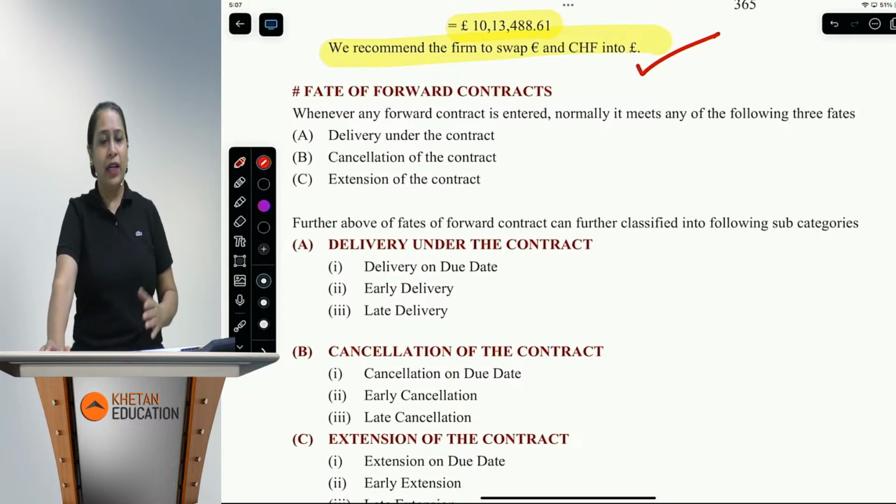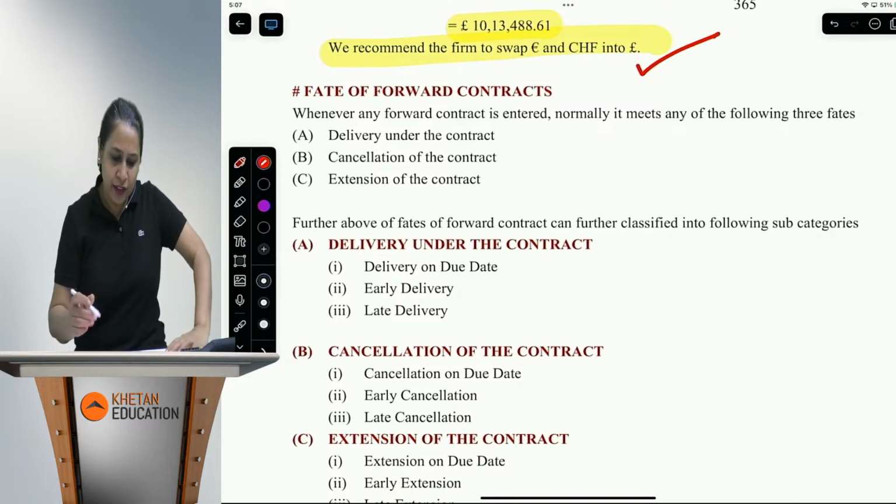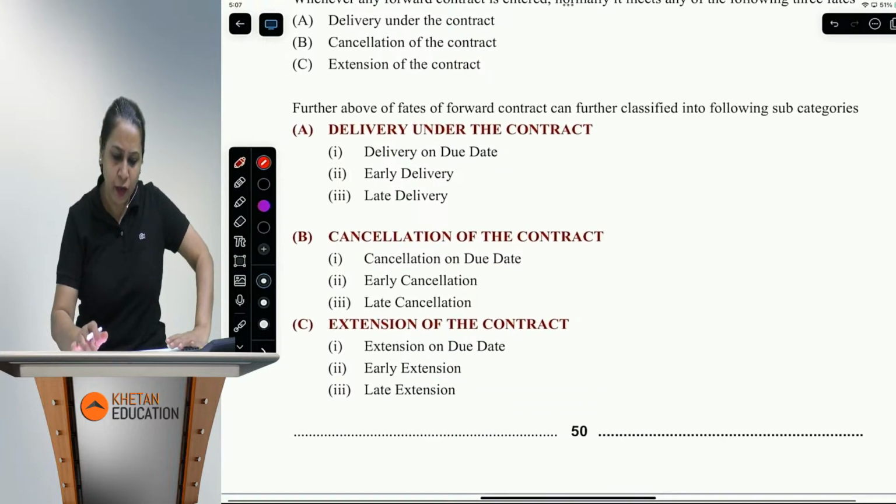For example, they sent a consignment to you and you did not like it at all. What will you do? You will send the consignment back, saying I don't need it. So you will have to cancel the forward. Why would you need a forward contract at all then? So there are many situations that can happen after taking a forward. And what are they? Look at this.